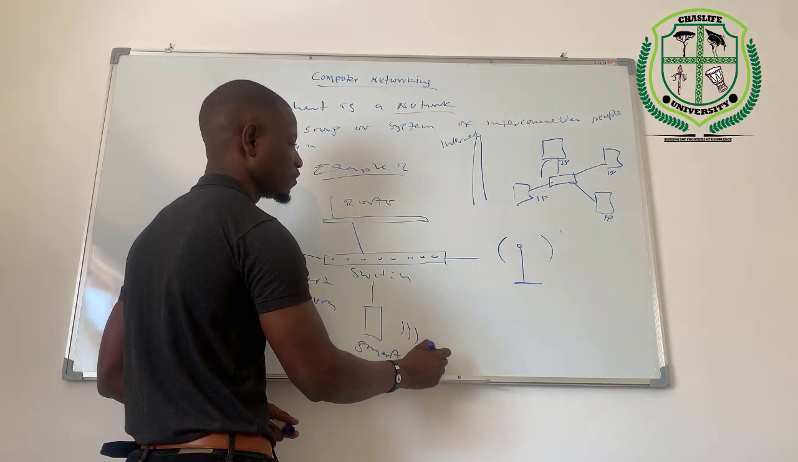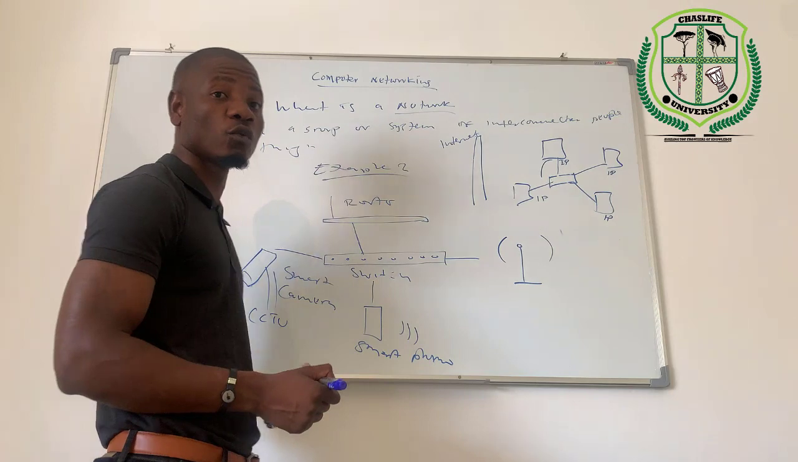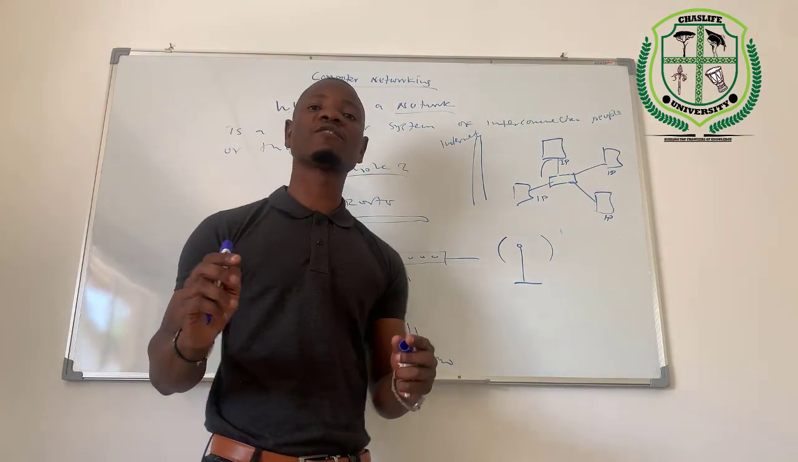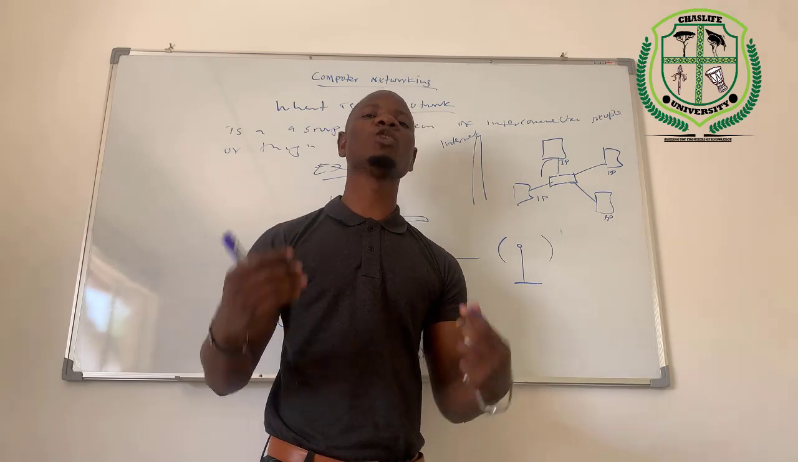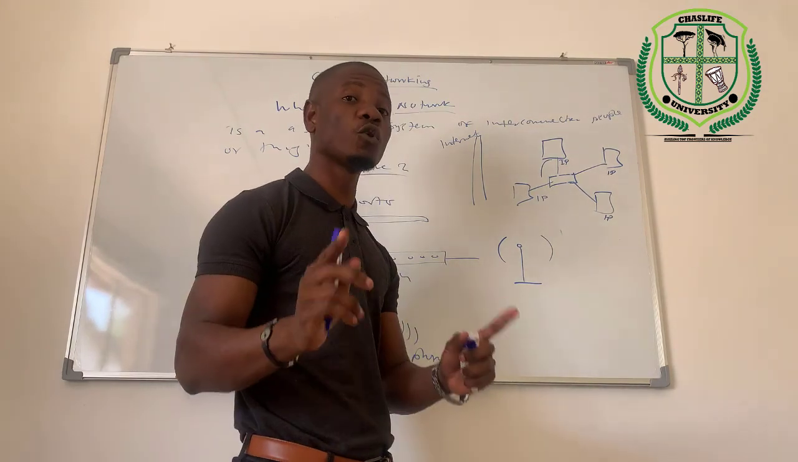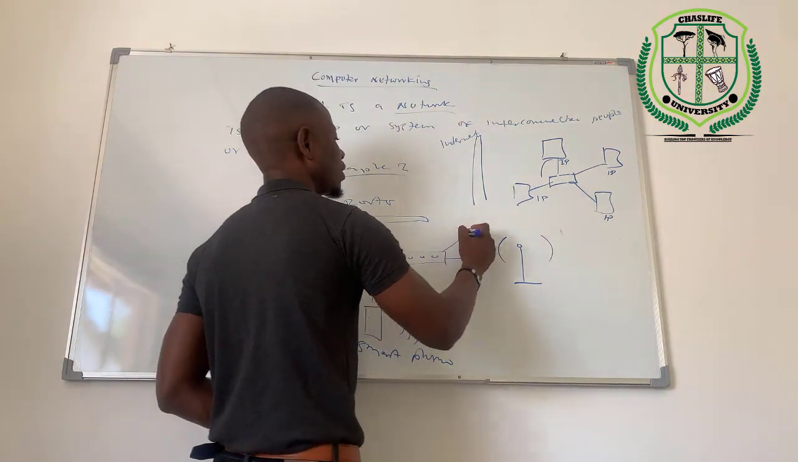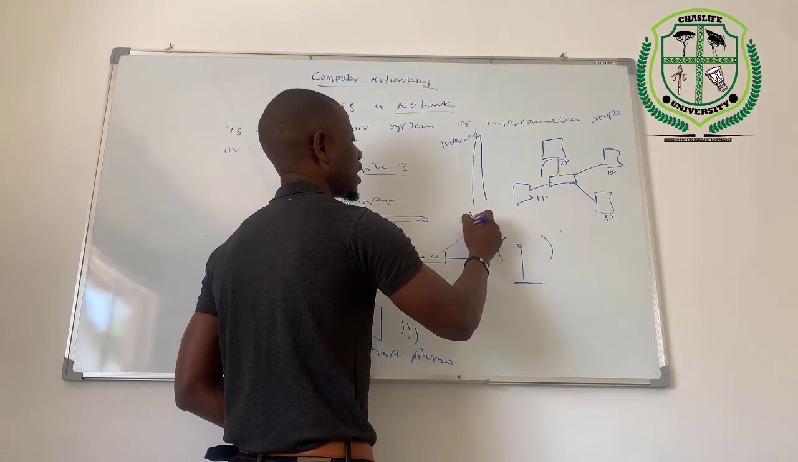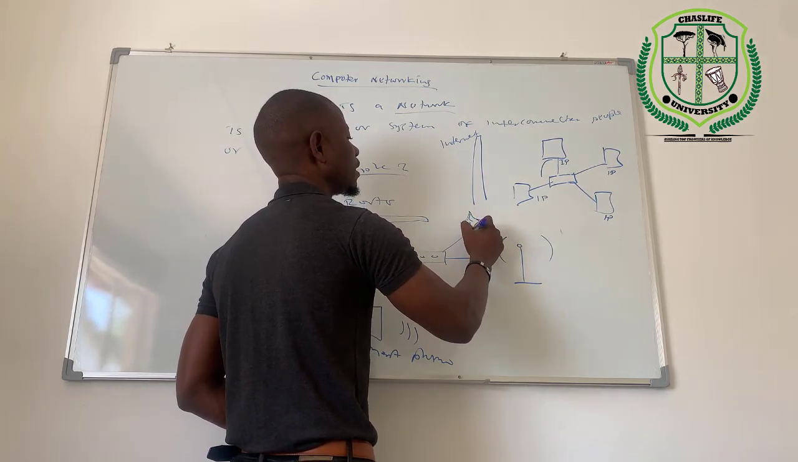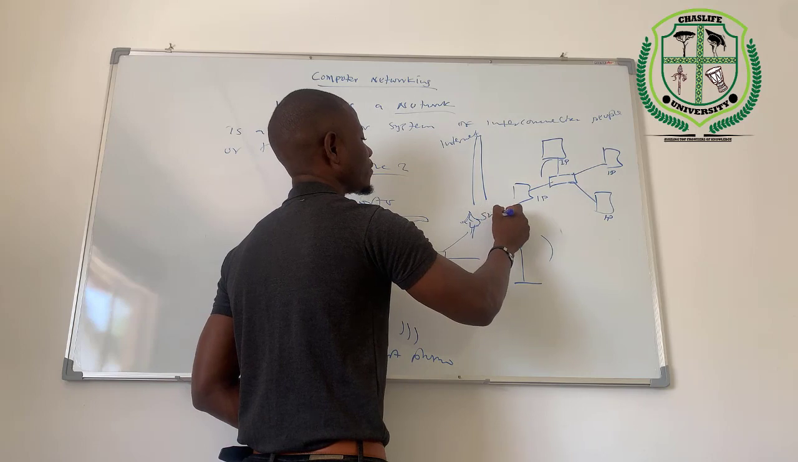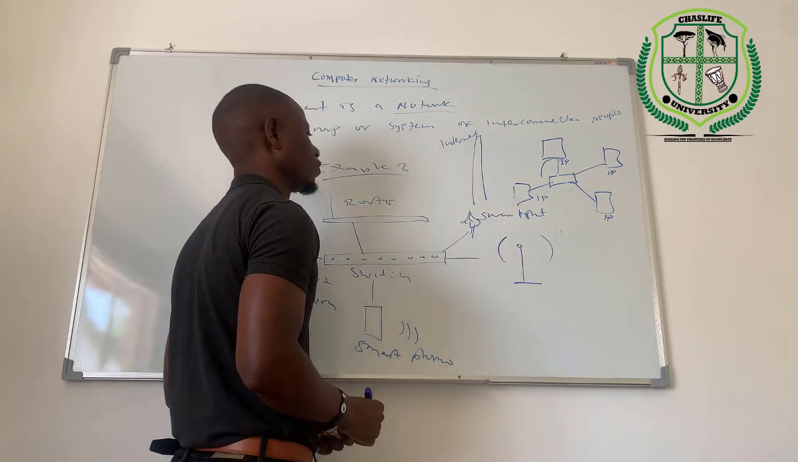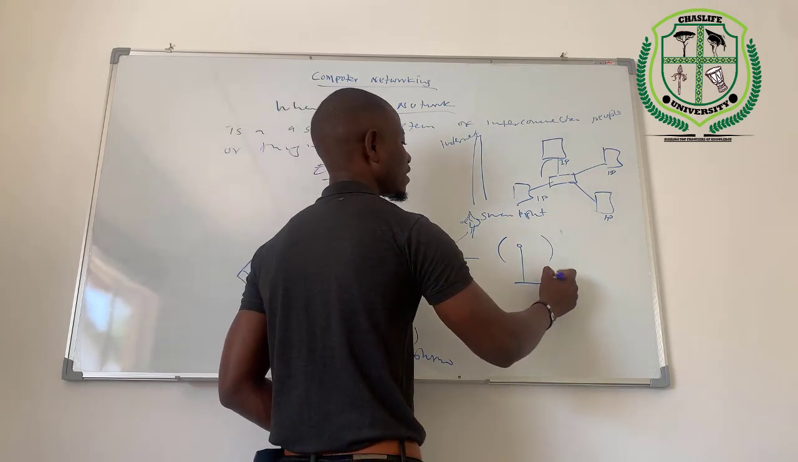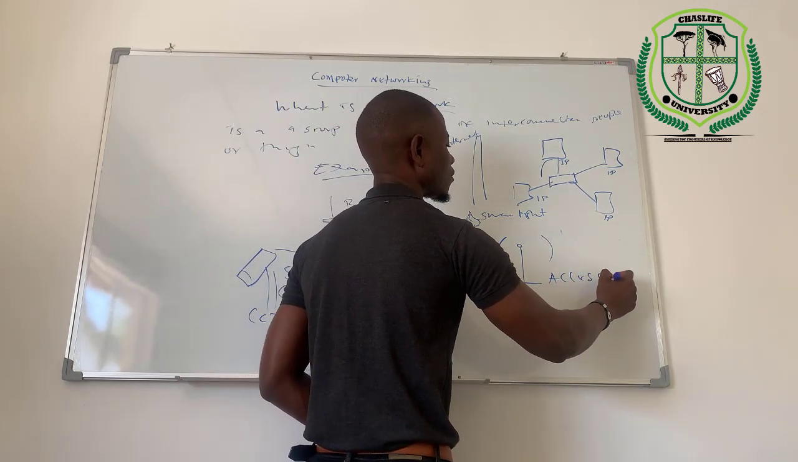And then we have smartphones that can also be connected to a network, and then we also have smart lights. There are smart lights that can also be connected to the network, and then this is the access point.